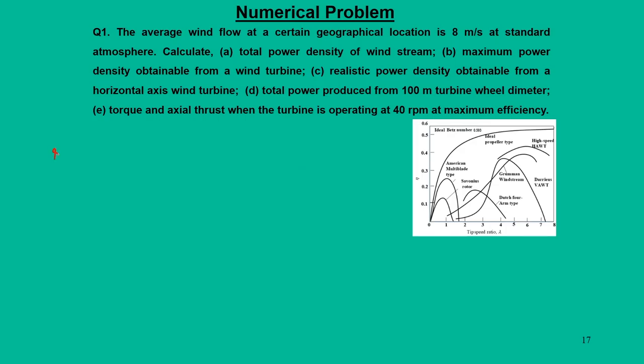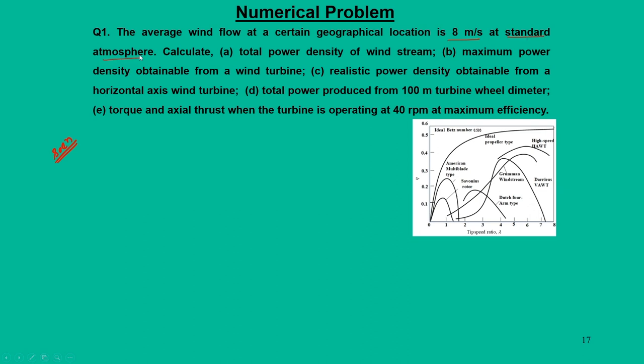Based on our content, let us try to solve a numerical problem based on our analysis, that is the principle of wind power. The problem statement goes like this. It is a simple problem. The average wind speed at a particular geographical location is 8 meters per second, under standard atmosphere conditions.